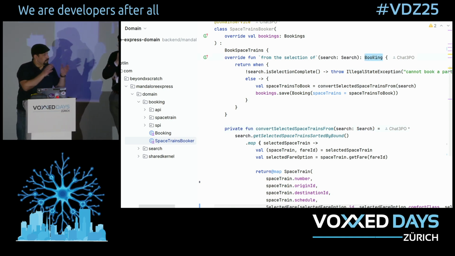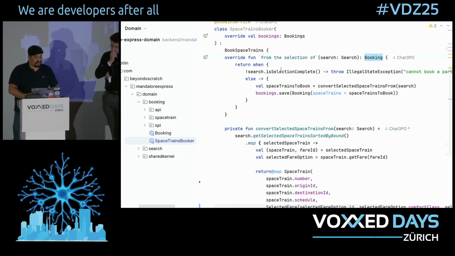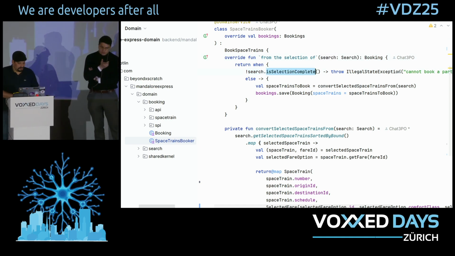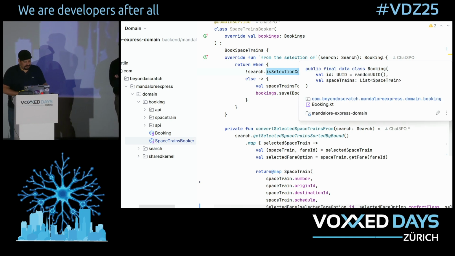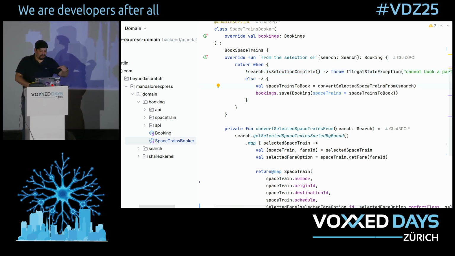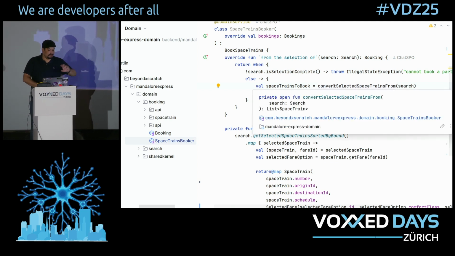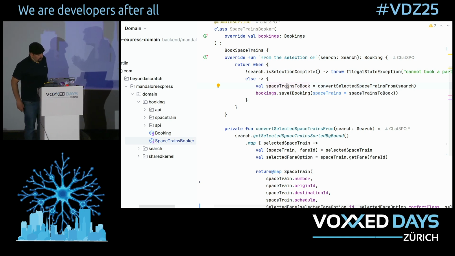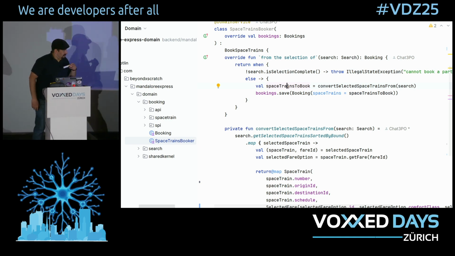Here, to create a booking, we need first to check that inside the search, the selection is complete. So you're protecting the booking from states of the search that are not compatible? Exactly. And then I need to retrieve the selected space train from the search and convert them to the space train of the booking because they have different models now. So you're translating a model of the search into a model of the booking? Yes.